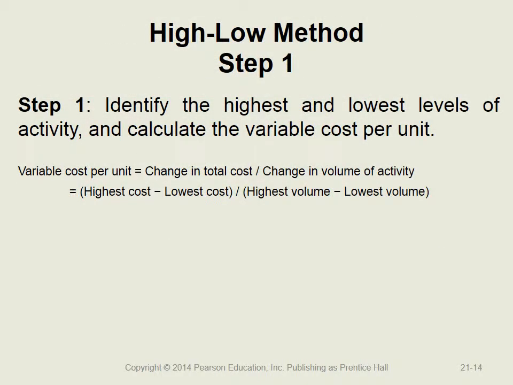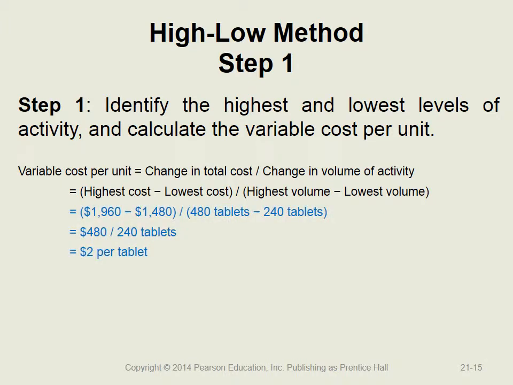Step 1 of the high-low method is to identify the highest and lowest levels of activity and calculate the variable cost per unit. We've identified the high and low levels of activity. We now calculate the variable cost per unit by using this formula. The change in total cost is divided by the change in the volume of activity. In other words, the difference between the high and low costs is divided by the difference between the high and low volumes of activity. The result is a cost of $2 per tablet.